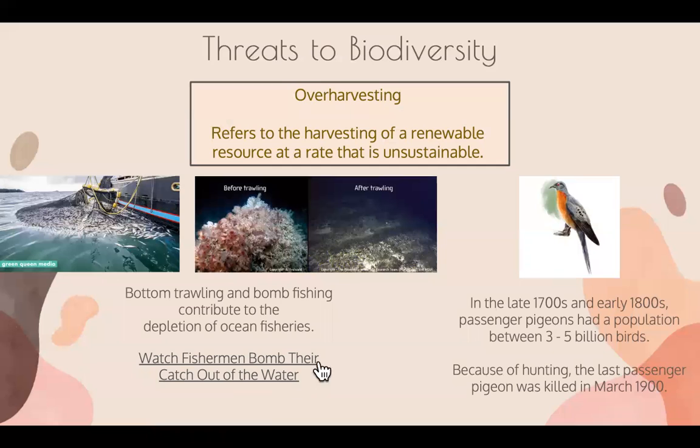familiar with the process. Now, overharvesting is not necessarily new to the human population. This is a picture of a passenger pigeon, which you may have heard of. In the late 1700s and early 1800s, there were so many passenger pigeons that when flocks flew overhead, it darkened the sky. I mean, 3 to 5 billion birds. Now, apparently people liked eating passenger pigeons. They were hunted into extinction. The last passenger pigeon was shot by a hunter in March in the year 1900. So that is a species that played an important part in the ecosystem that we will never get back.